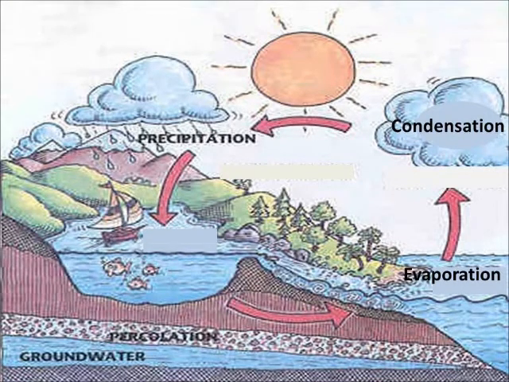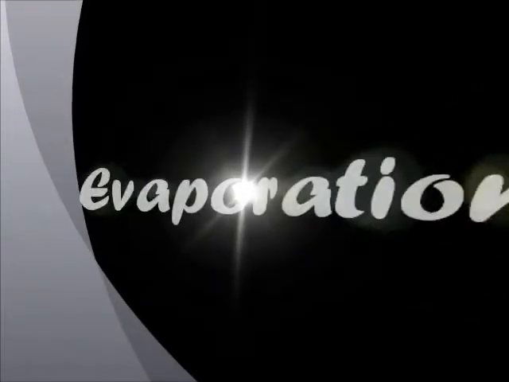The earth has a limited amount of water. The water keeps going around and around in what is known as the water cycle. The cycle is made up of three main parts: evaporation, condensation, and precipitation.